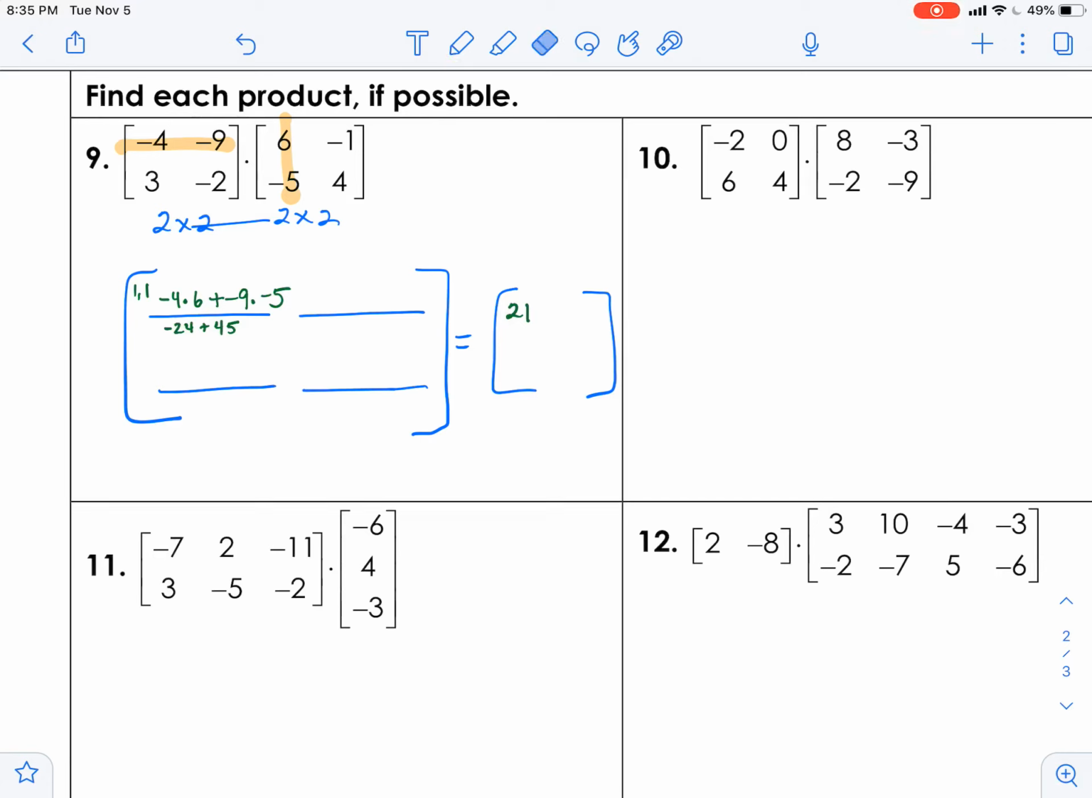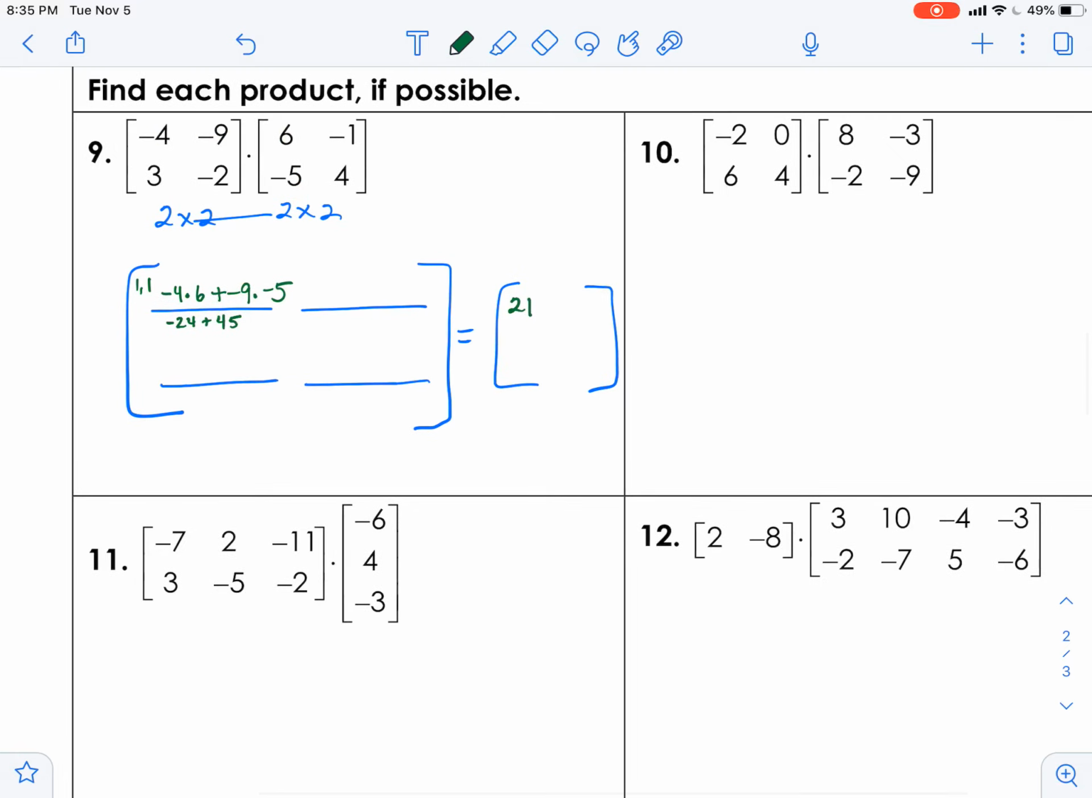Next one. Okay, I am in row 1. I'm going to put that up here. Row 1, column 2. Whoops, sorry. I said that. Row 1, column 2.